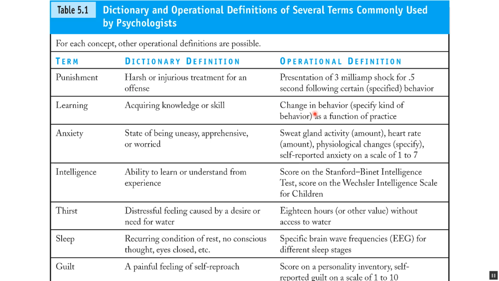The operational definition is a change in behavior as a function of practice. Intelligence is your ability to learn or understand from experience. The operational definition would be the score on a Stanford-Binet test or the Wechsler intelligence test. Thirst would be defined normally as the distressful feeling caused by our need for water. The operational definition would be a certain amount of time without water. So as you can see from this chart, and stop the video and take a look at it, these are the ways that psychologists would operationally define these concepts in an experiment.